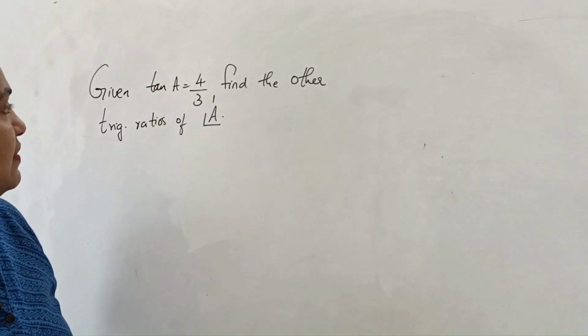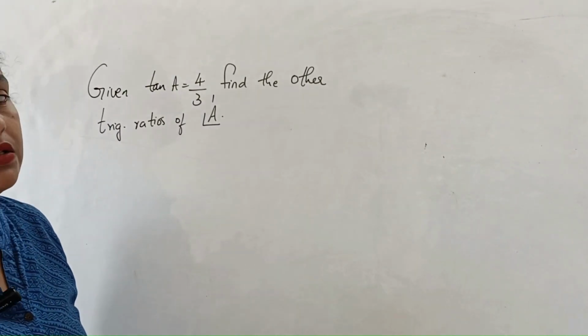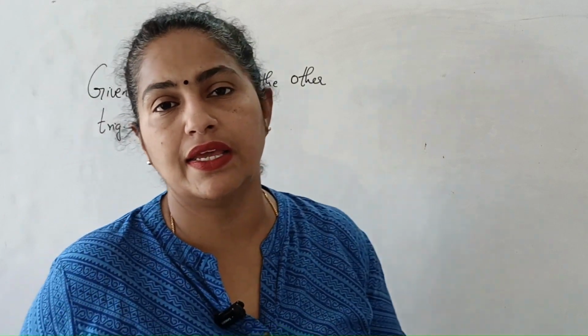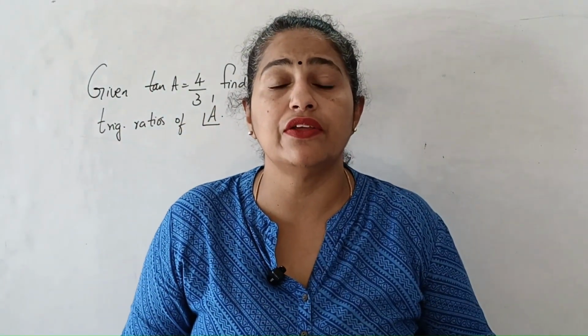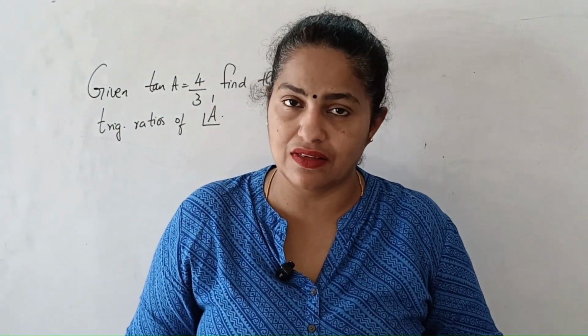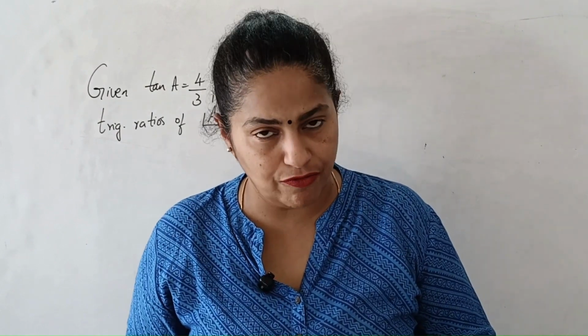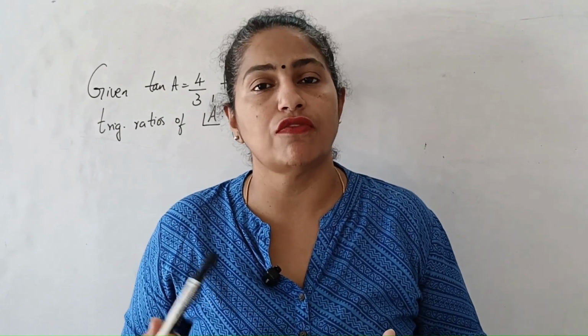Given tan A is equal to 4 by 3, find the other trigonometric ratios of angle A. Nothing is given to you except the value of the tangent of angle A. So let us find the other trigonometric ratios of this particular angle and see how we can do it.